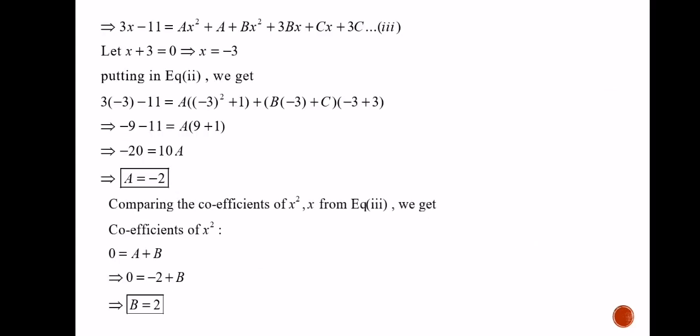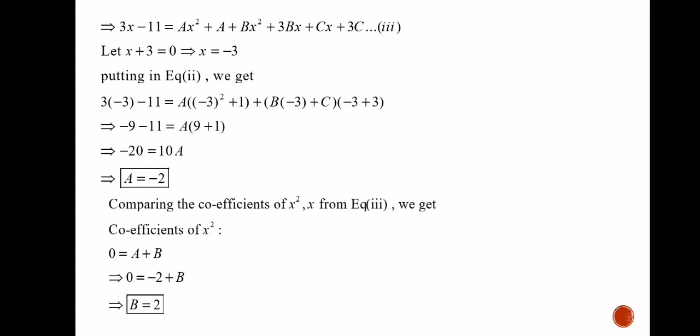So let x plus 3 is equal to 0. This implies that x is equal to minus 3. Putting it in equation number 2, we get 3 into minus 3 minus 11 is equal to a into minus 3 square plus 1 plus b into minus 3 plus c into minus 3 plus 3. Obviously b and c will be eliminated since they are multiplied by minus 3 plus 3, and minus 3 plus 3 is equal to 0. So we get minus 20 is equal to 10a, which gives a is equal to minus 2.